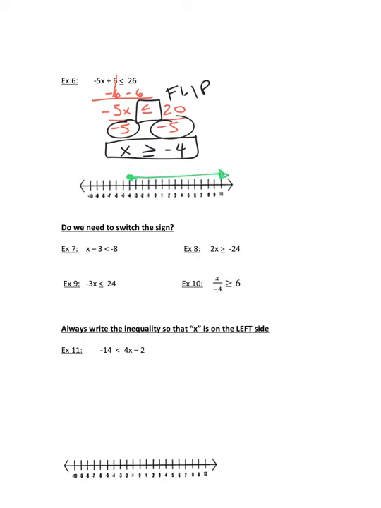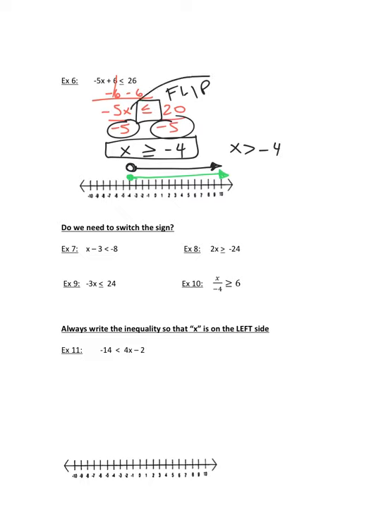Now, if these did not have an equal sign, if it was just x is greater than negative 4, then your circle would be open and it would still shade to the right. So that says x is greater than negative 4, not including the negative 4, open circle.